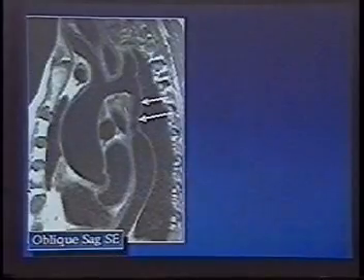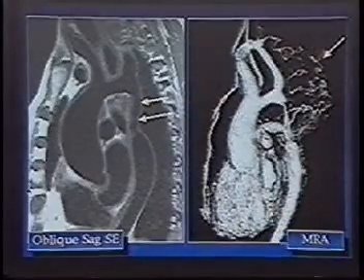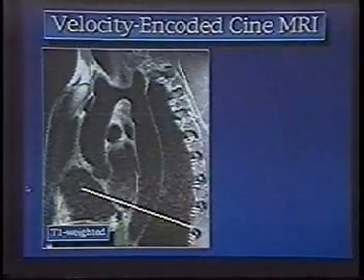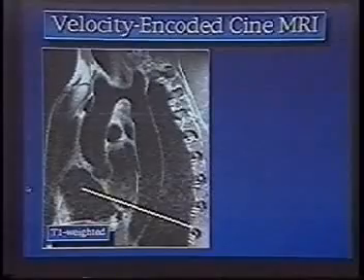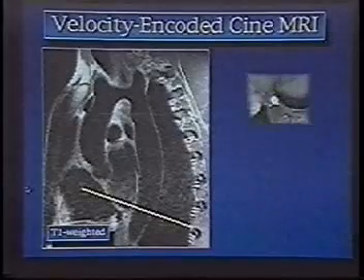Different patient, long segment coarctation. This is an unusual type of coarctation. The MRA shows the long segment, but in addition, these huge dilated vessels. And that's one of the advantages of MRA. We can see those collaterals. Now, we can actually measure the collateral circulation. And how do we do that? With a technique called velocity-encoded cine MR. This is velocity flow mapping, a phase contrast technique.